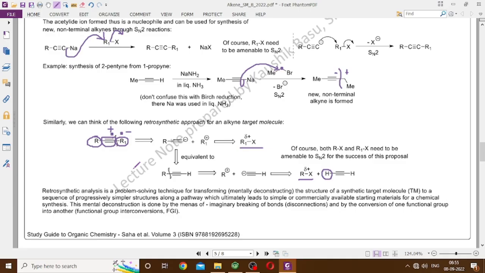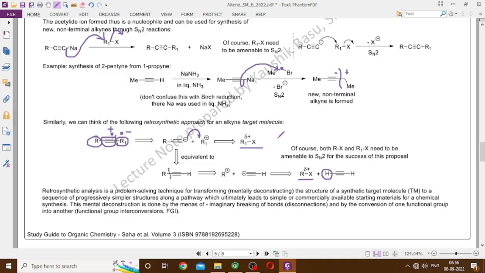That's the mental operation. In real life, you have to do the reverse. So mentally, you are disconnecting the CR1 bond first. So when you are doing the reaction in the reverse order, it is the last bond that you are going to form, and it is the RC bond that you are disconnecting second, but it is the first bond that you are going to form in the synthetic operation. So retrosynthesis is just the opposite of the synthesis.